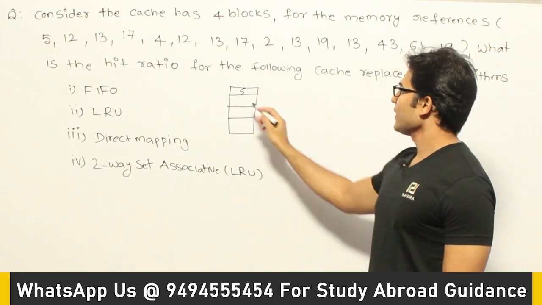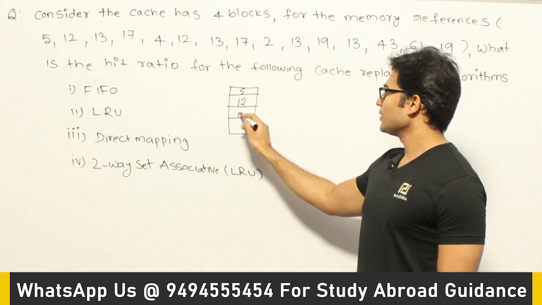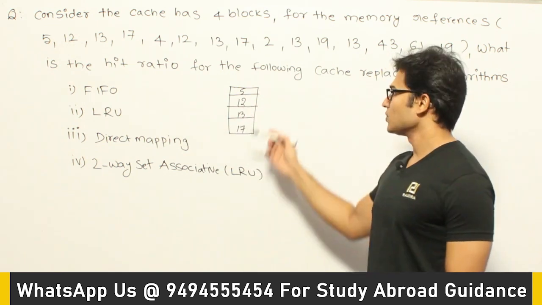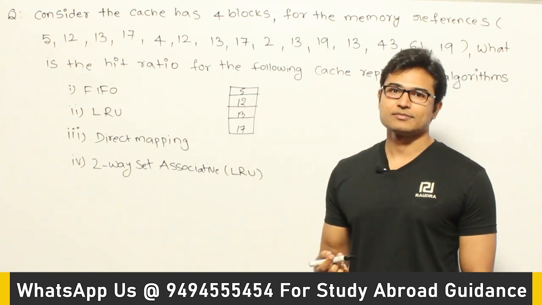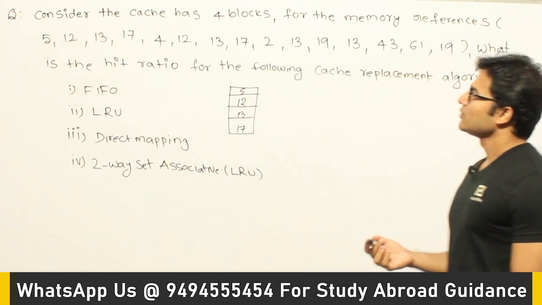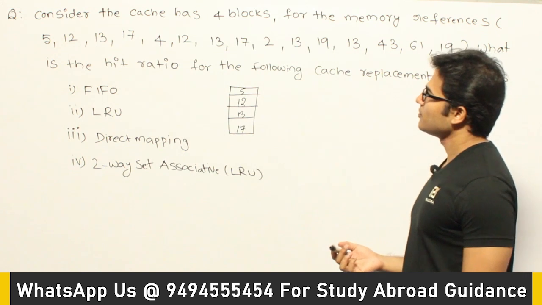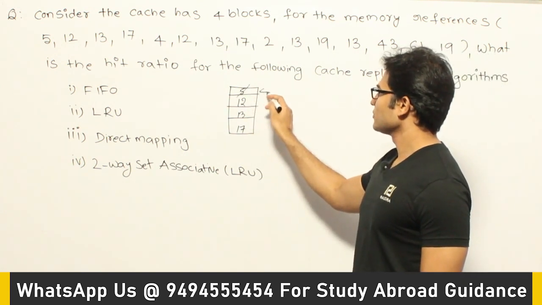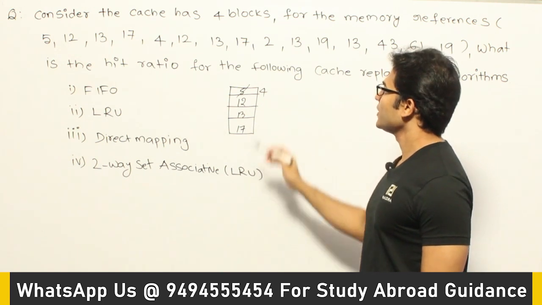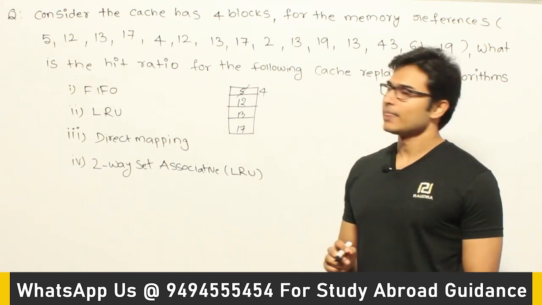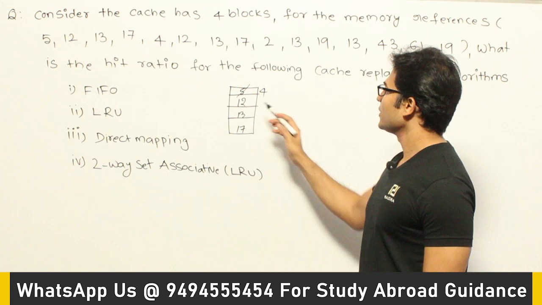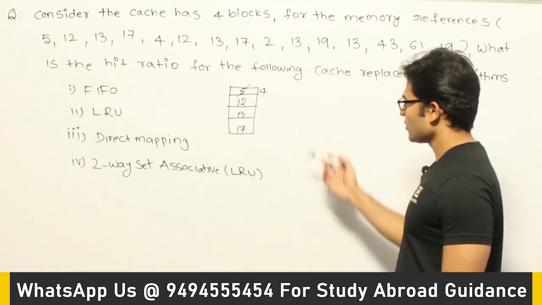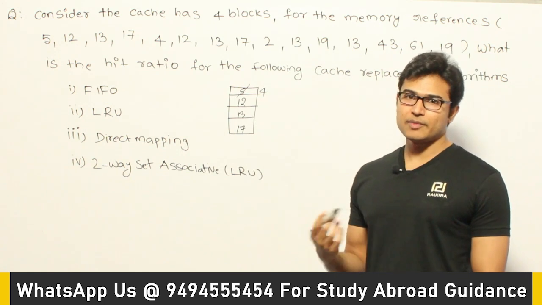So 5 and then 12 and then 13 and then 17. So which one is the first to have entered this? So the first one that has entered is 5, isn't it? Okay, so next one that I have to replace is, I have to go for 4, so I have to replace 5 with 4, and 12 is already there, so no need to replace it. And what about 13? 13 is already there, no need to replace it. 17 is already there, no need to replace it, right? So since they are already present there, I am not writing them again.